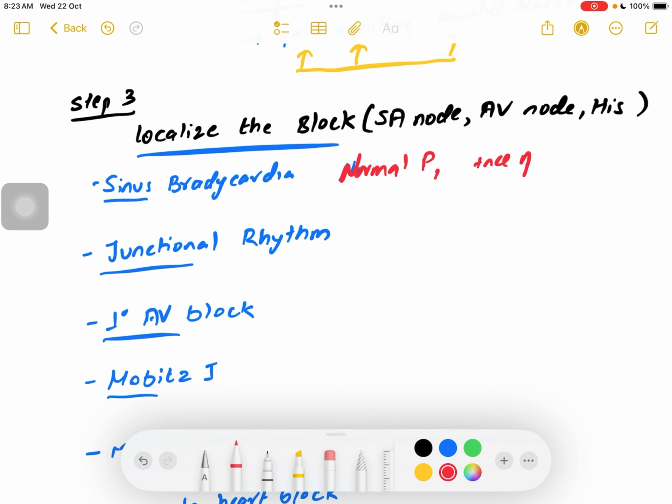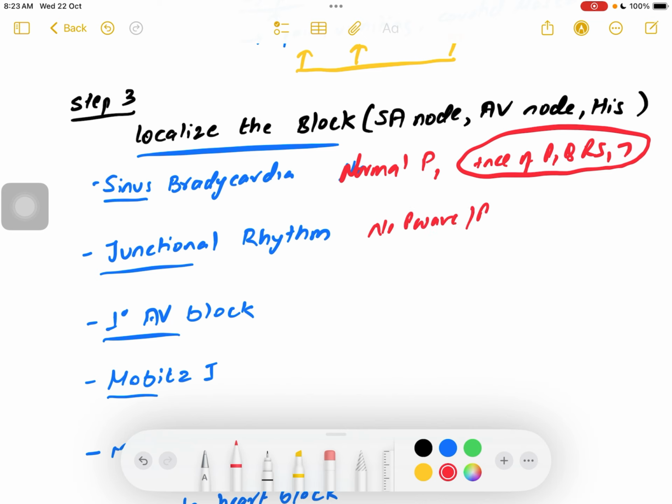After that, whether the patient is symptomatic, asymptomatic or vasovagal bradycardia, we localize the block. Where is the defect in this patient? We look at the ECG to find which type of bradycardia this is: sinus bradycardia, junctional bradycardia, first degree block, Mobitz type 1, type 2, or complete heart block.